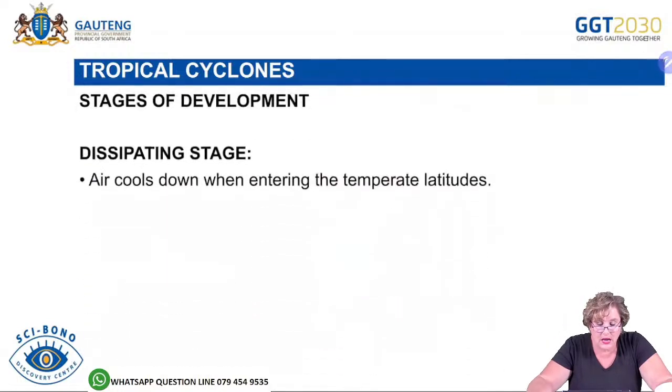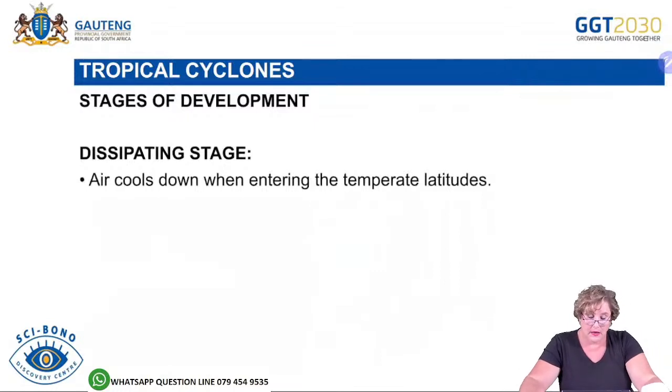Dissipating stage, air cools down. When is it going to disappear? When we enter the temperate latitudes. That is when it starts moving to the 30 degrees, 40 degrees latitude lines. Air is going to cool down in those areas.